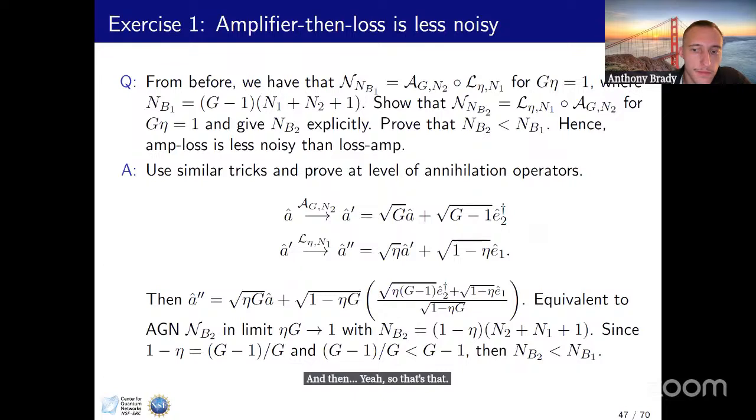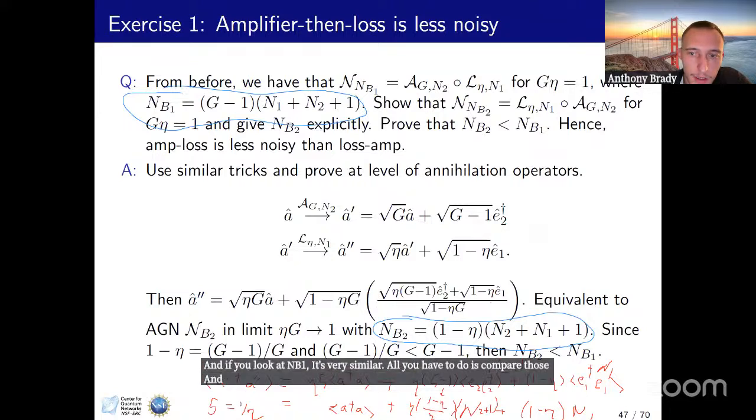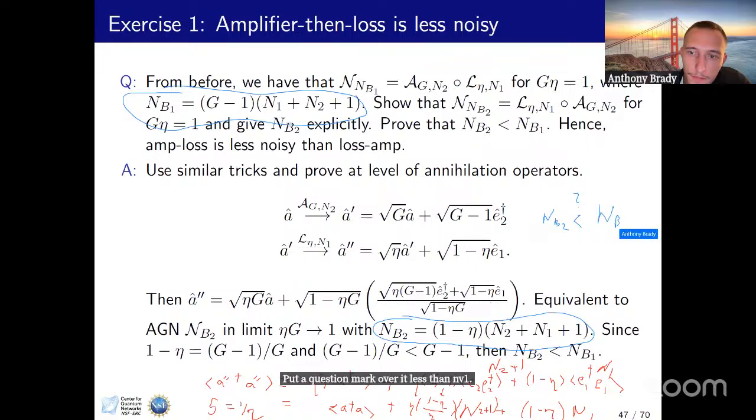So let me do a different color now. Let me do this in blue. Now we've computed NB2, and if you look at NB1, it's very similar. All you have to do is compare those, and you say NB2, put a question mark over it, less than NB1. And then what you can show is that 1 minus eta over eta, so 1 minus eta, is equal to, question mark, 1 minus eta over eta.